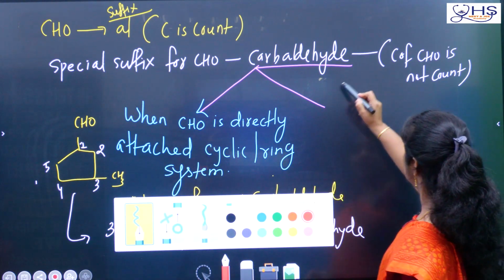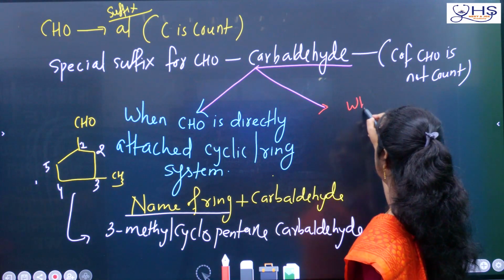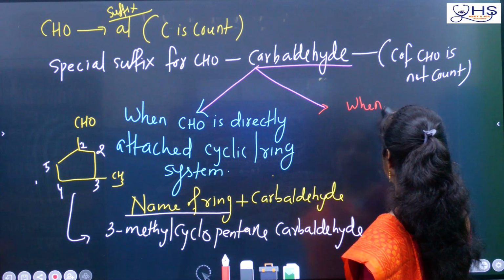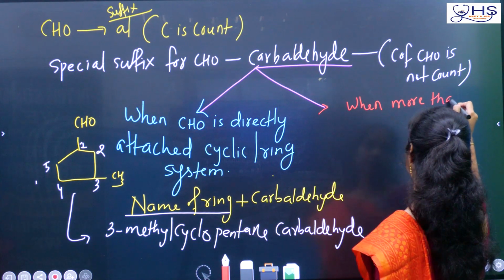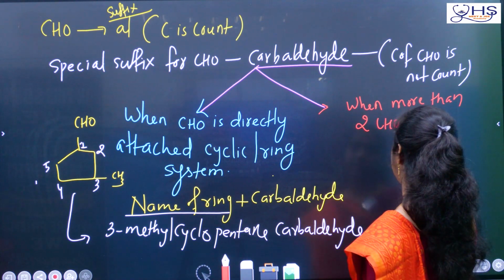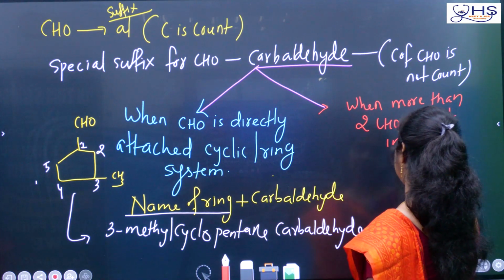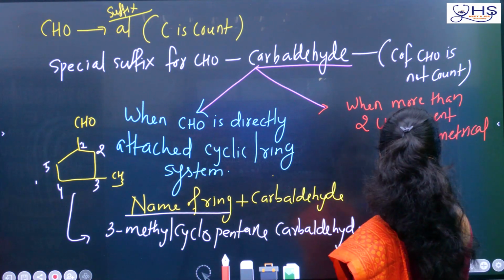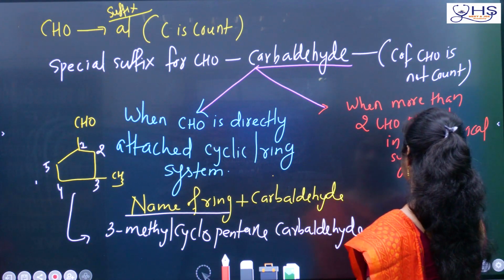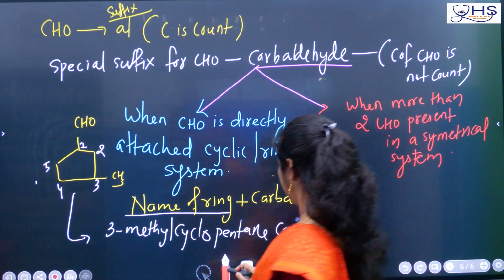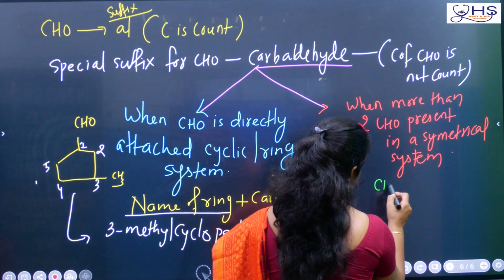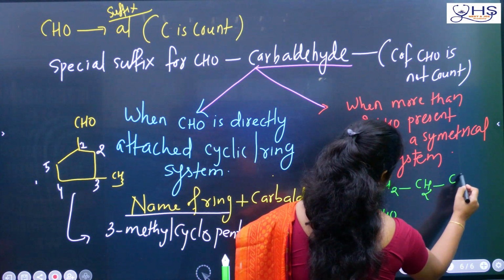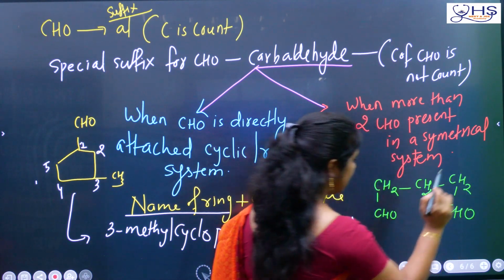Now the second case is when more than 2 CHO are present in a symmetrical system, or you can say when the functional groups are a part of a symmetrical system. Now what is a symmetrical system? We will see over here. Now try to understand here. Suppose I am having CHO CH2 CH2 CH2 CHO.